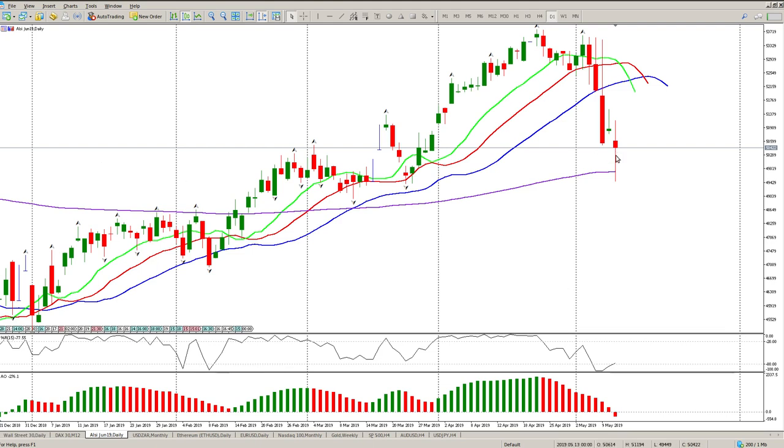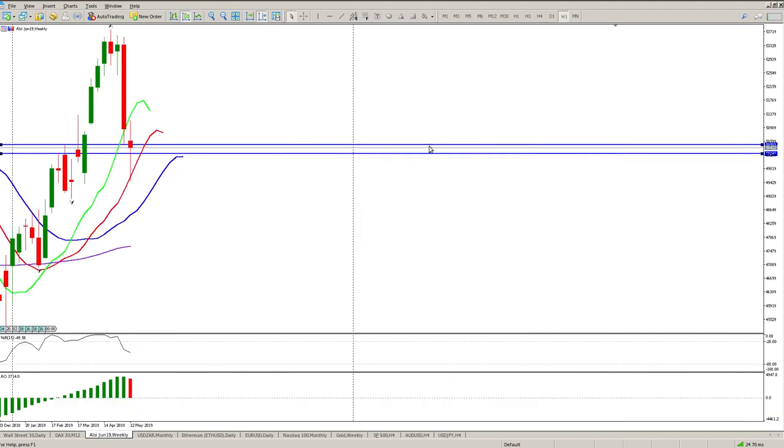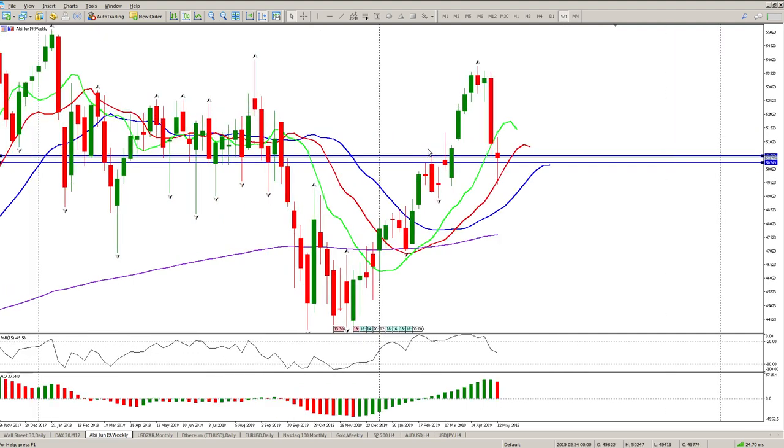So firstly, this is not a tail. This was more of a tail to the upside and a much bigger red body, and that red body pretty much closed on the 200 EMA. So what I want to do here is pick up these daily levels, those two there, and then I just want to see if they line up with anything on the weekly.